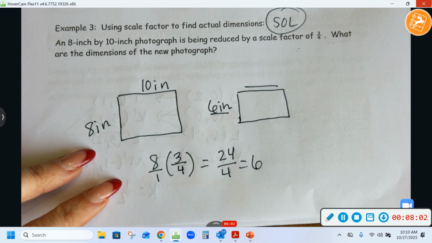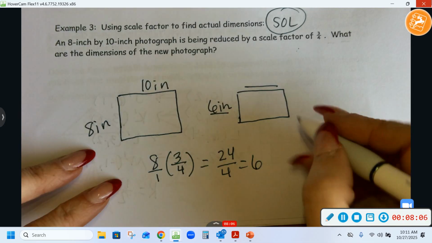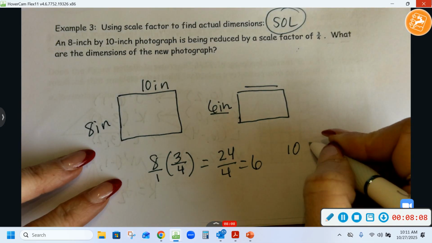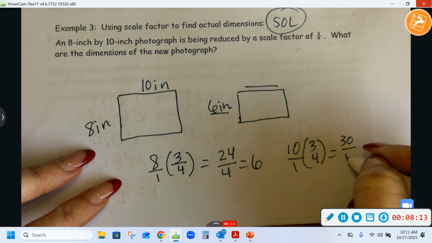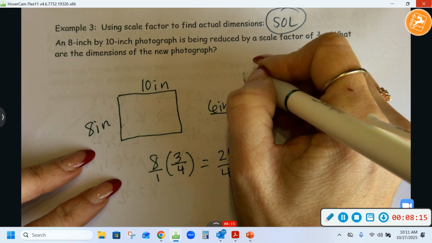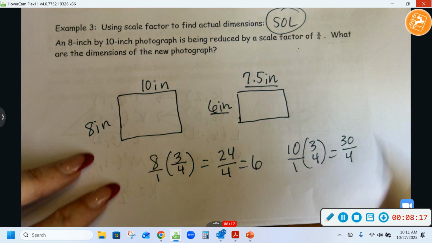Do it that way. This is just a quick review of multiplying by a fraction for those of you that need it. Now, can I have an even number for 3/4 of 10? No, I can't. So I can do it over here, though. 10 times 3/4, again. 30 divided by 4. Hey, there we go. Good job, guys. There's my answer.